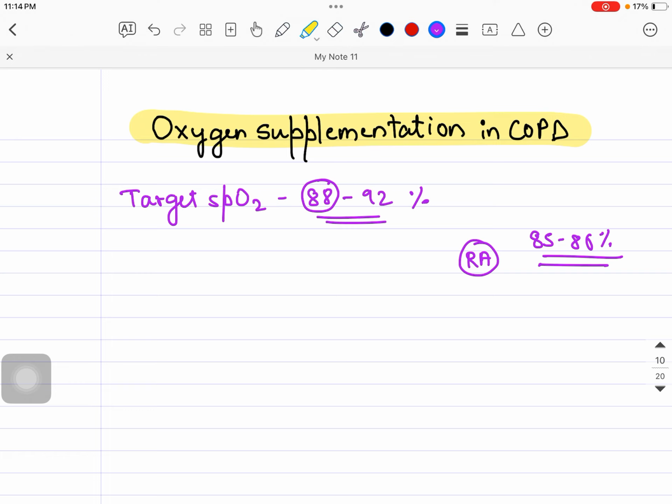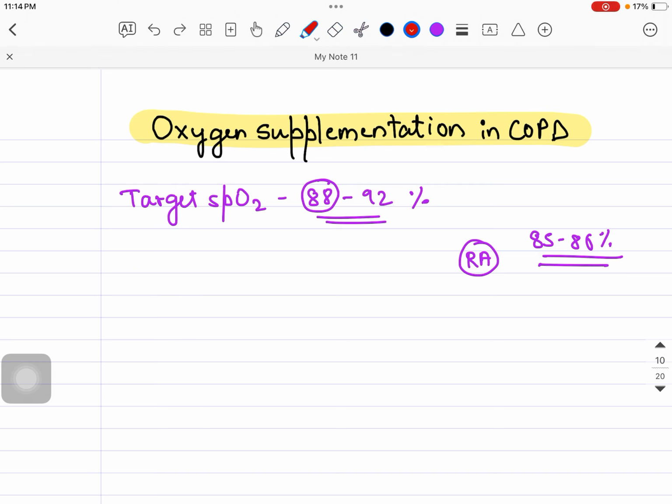In the scenario where the patients are not able to maintain the oxygen saturation above 88, I'm talking about the COPD patient, in those cases we can prescribe them oxygen. The oxygen is also a drug, so we prescribe that, right? So in those scenarios what you will do is an ABG.